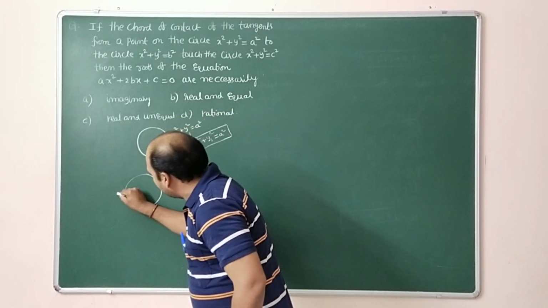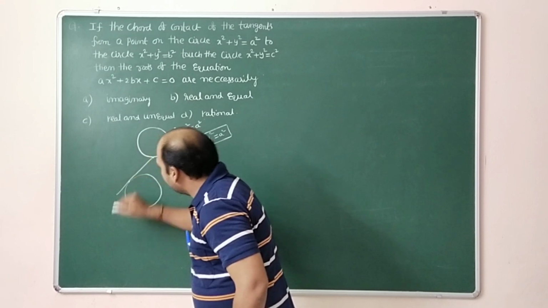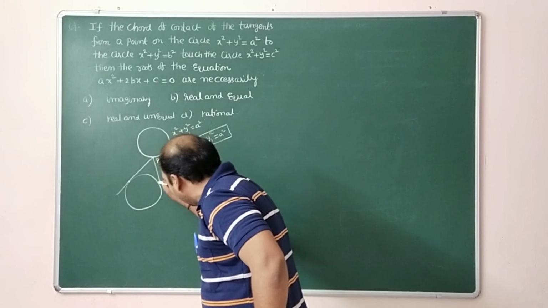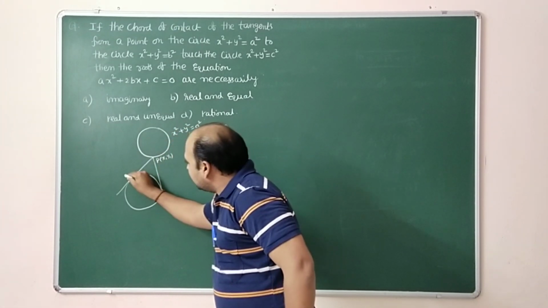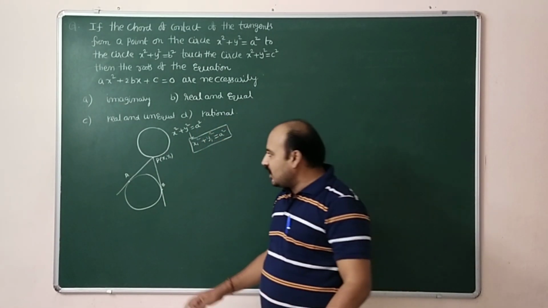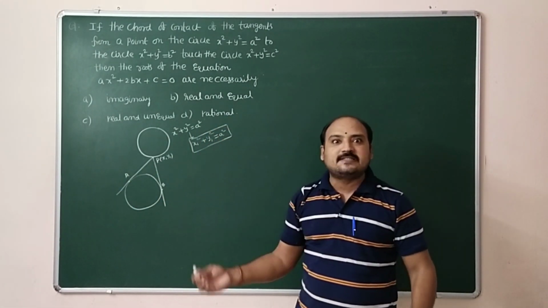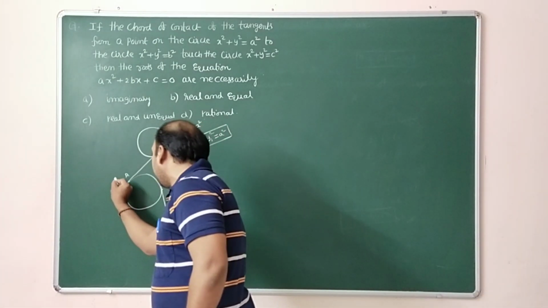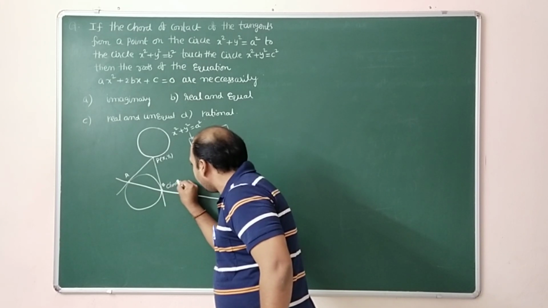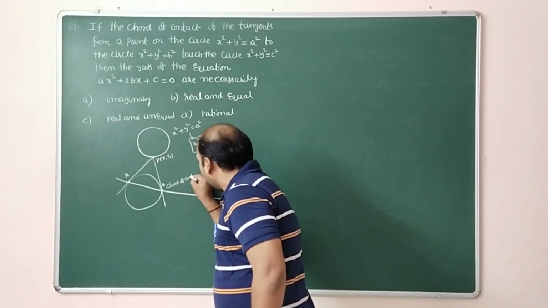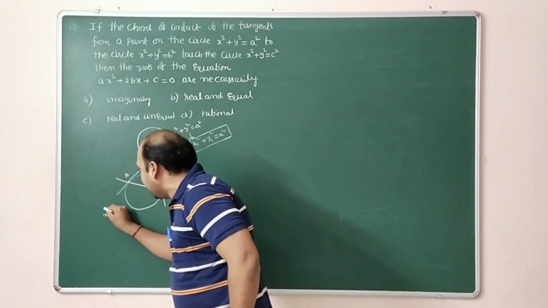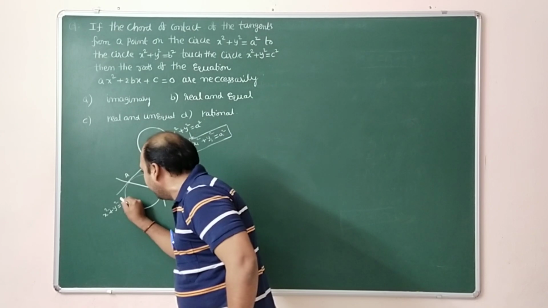From this point you draw one tangent which touches at this point. Again from this point you draw another tangent which touches at this point. This is point A, this is point B. What is chord of contact? The line joining the points of contact of tangents is called the chord of contact. So join these. This is called the chord of contact of this point P with respect to this circle. Which circle? x square plus y square equal to b square.